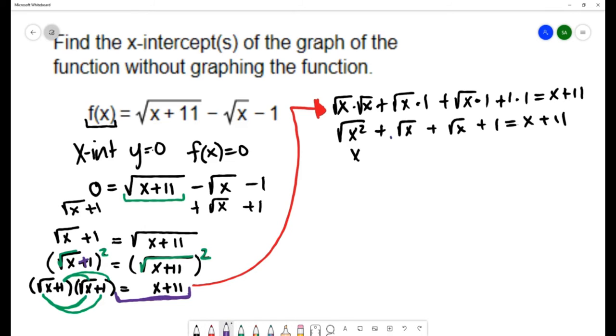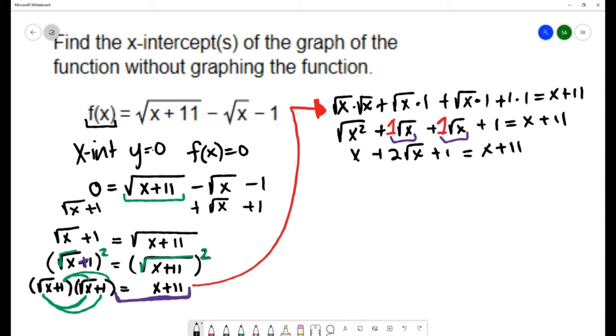And then these two terms are like terms. They can be combined together. So what we do is we use the coefficient here is a 1. The coefficient here is a 1. 1 plus 1 is 2. That's 2 square root of x plus 1 equals x plus 11.